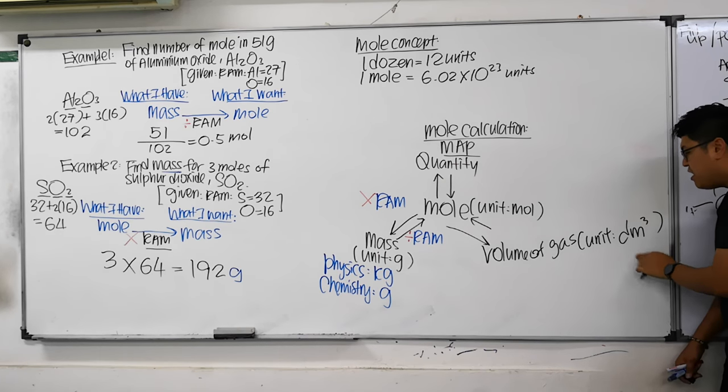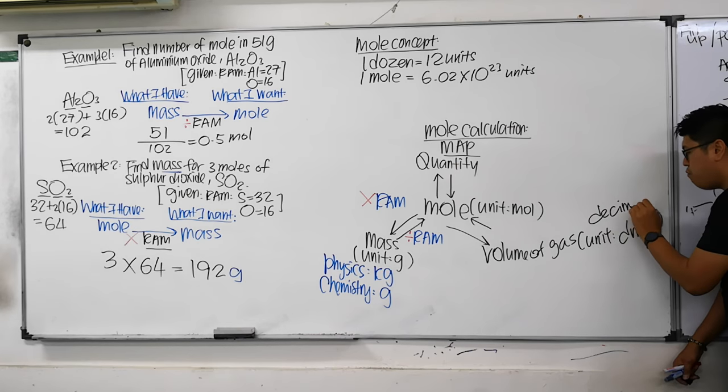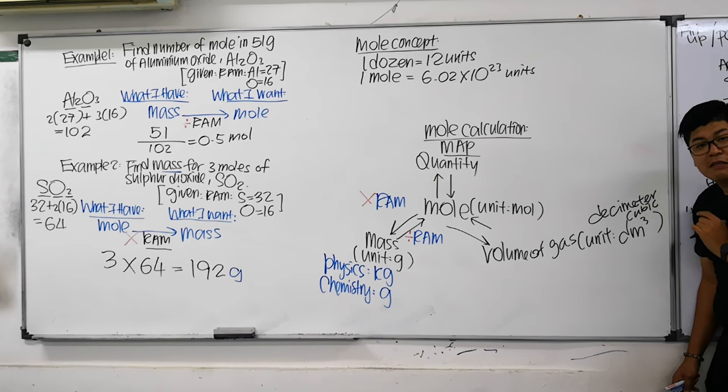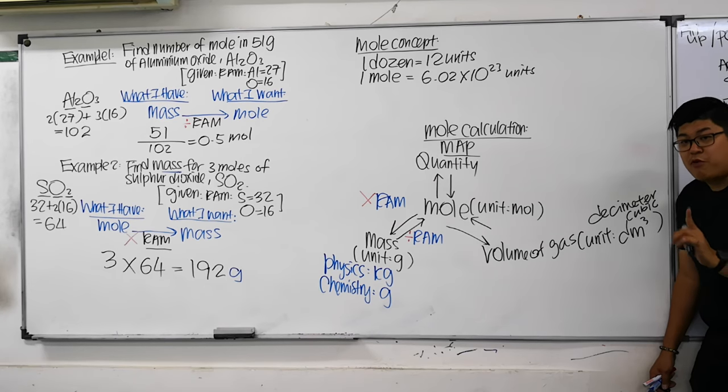Something new. D stands for deci. We call it decimeter cubic. Pronunciation doesn't matter, they won't ask you to pronounce. You just need to know it's dm cube. So this is something new. It's not cm cube, it's not m cube.